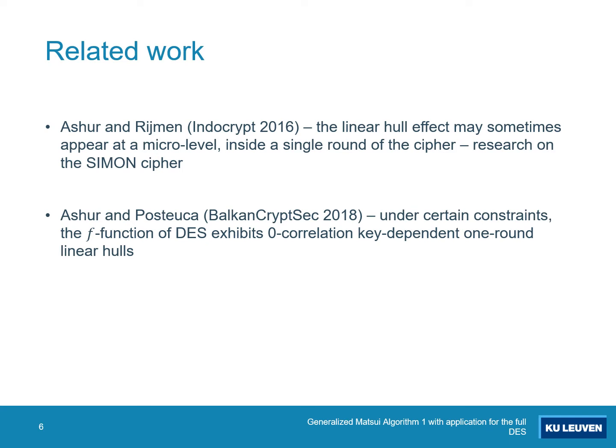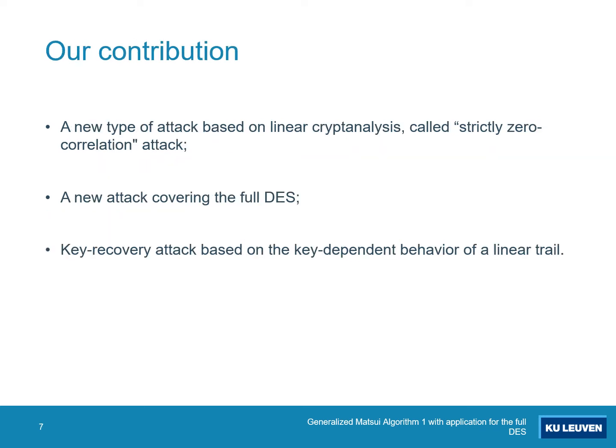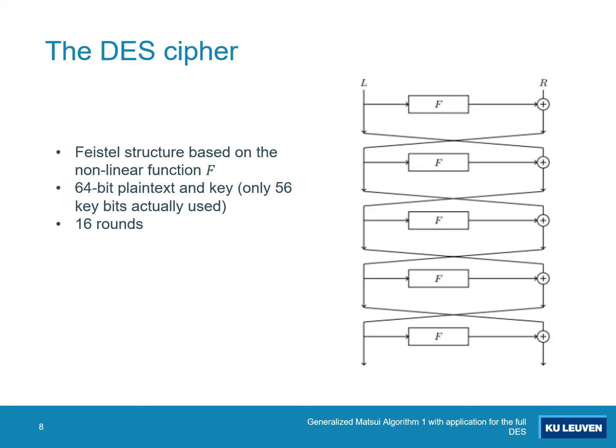key-dependent one-round linear hulls. In our SCN paper, we extended the work presented at Balkan CryptSec by introducing a new type of attack based on linear cryptanalysis called the strictly zero correlation attack. Our new attack covers the full DES and aims at recovering the key bits by exploiting the key-dependent behavior of a linear trail. But before presenting in more details our results, let me first briefly introduce DES.